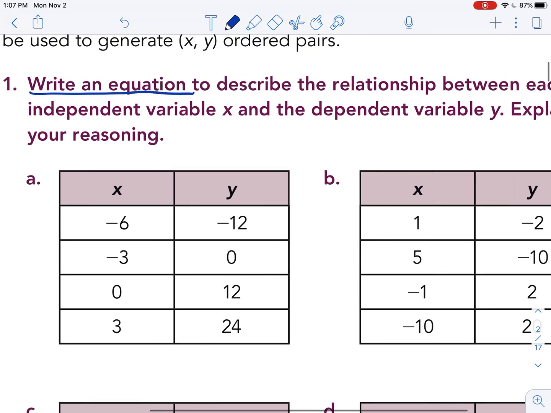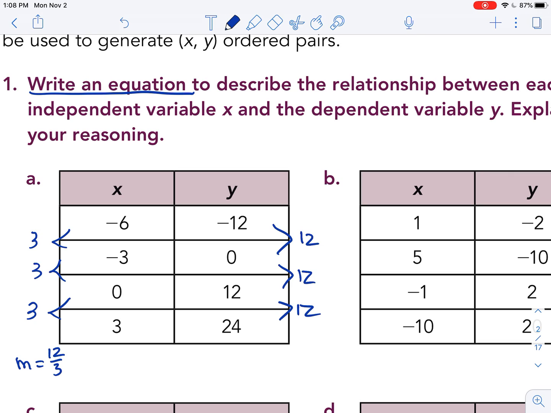So, I look at this, and it goes up by 12, goes up by 12, goes up by 12. This, it goes up by 3, 3, 3. So, my slope, 12 over 3, because it's the same each time, would be 4. My y-intercept is right here. So that means my b value is 12. So y equals 4x plus 12.